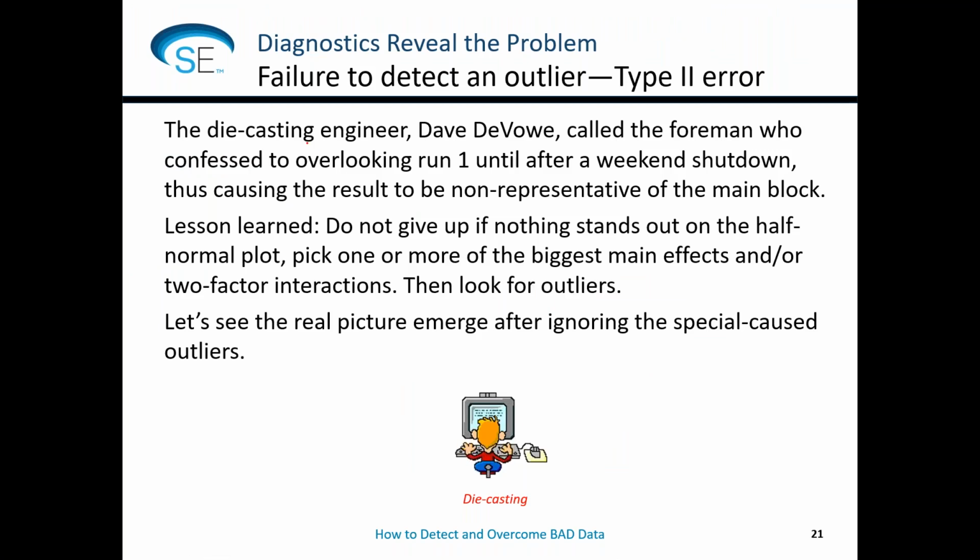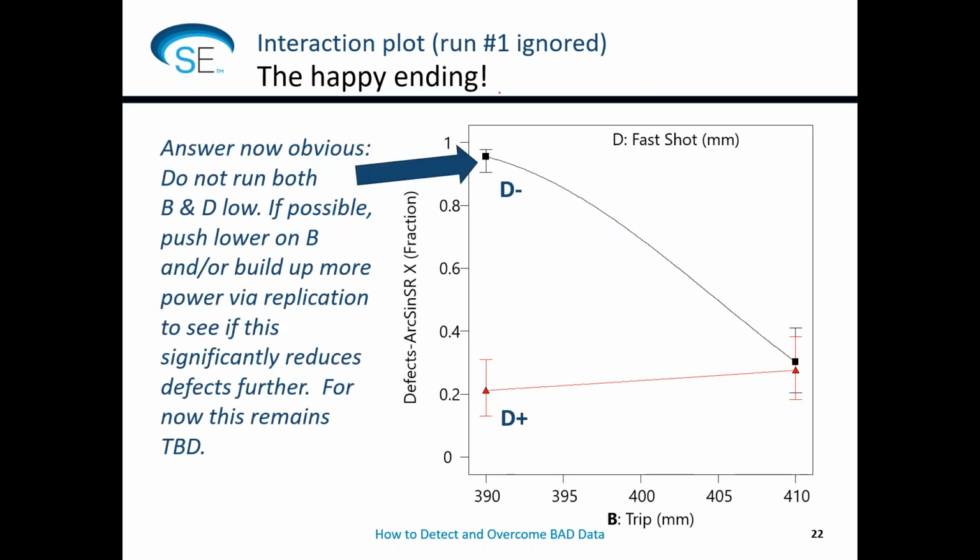So once we found out that there was a weekend shutdown, and then they went back and tried to redo that run, we realized it was not representative of the main block of runs. And therefore, we were able to see a way clear to ignoring it and reanalyzing it. So lesson learned, don't give up if nothing stands out. If you pick one or more of the biggest main effects, and also if they're not high order interactions and they don't make nonsense, then look for outliers. So that would be my advice, my strong advice here.